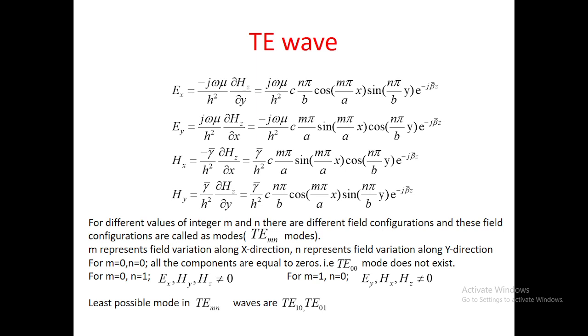Suppose m equal to 0, n equal to 1, some field components Ex, Hy, Hz are not equal to 0. Suppose m equal to 1, n equal to 0, Ey, Hx, Hz are not equal to 0. So the least possible TE modes are TE10 or TE01.